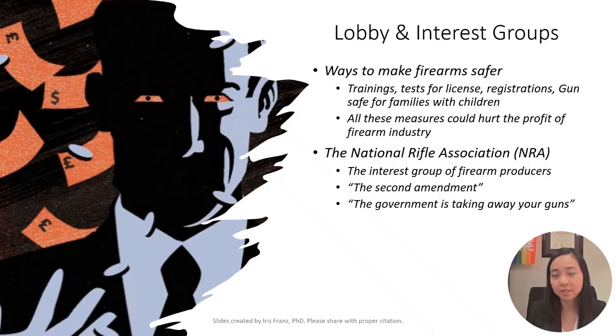The National Rifle Association, or NRA, acts as an interest group for firearm producers. To oppose safety regulations, the NRA often frames these policies as a violation of the Second Amendment, using messages like, "The government is taking away your guns." From an economic perspective, this framing helps protect industry profits by resisting regulations that promote safety. As of 2026, 29 states allow individuals to carry concealed firearms in public without a state-issued license or safety training. Can you imagine being allowed to drive a car without any training or license?